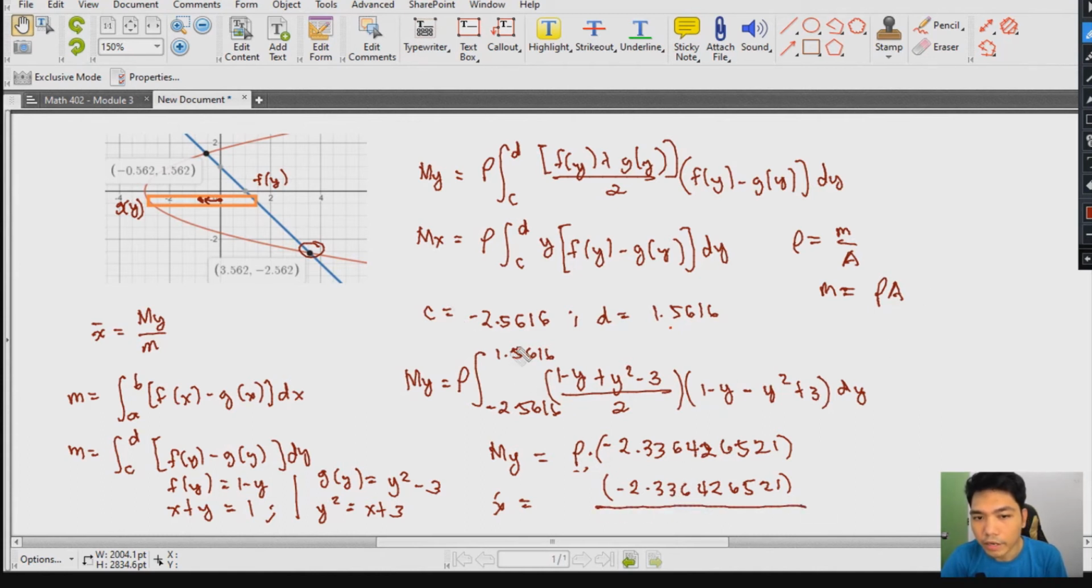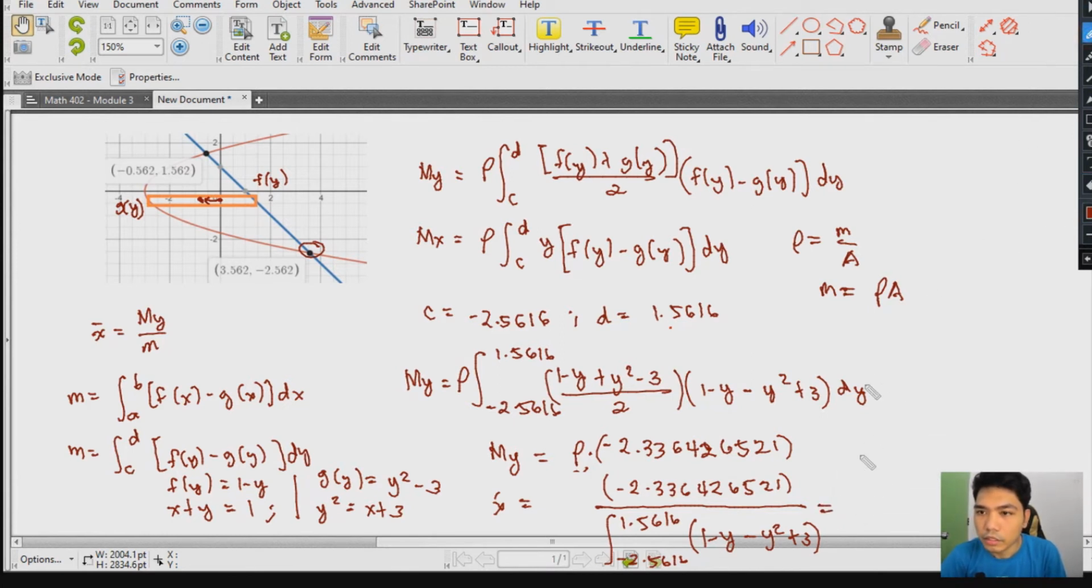So that's negative 2.33642651. We divide this by the area, and the area is simply this portion, right, integrated from the given limits. So that's the integral from negative 2.5616 to 1.5616 of 1 minus y minus y squared plus 3. Okay, so now you can actually determine the area if you want. Let's go through the values one by one. So I'll be integrating the denominator so that at least we see the values of the area. So this is negative 2.3364... wait.